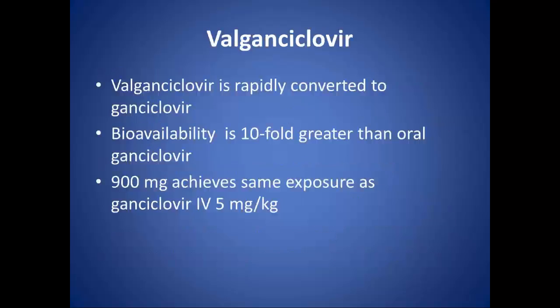And valganciclovir is really just, I don't know if prodrug is the right name, but it's converted to ganciclovir. I guess it would be a prodrug of ganciclovir. It's rapidly converted, and you get much higher levels. So you can see that the bioavailability is tenfold greater than oral ganciclovir. So 900 milligrams of valganciclovir gives you the same systemic exposure as the IV ganciclovir, 5 milligrams per kilogram.